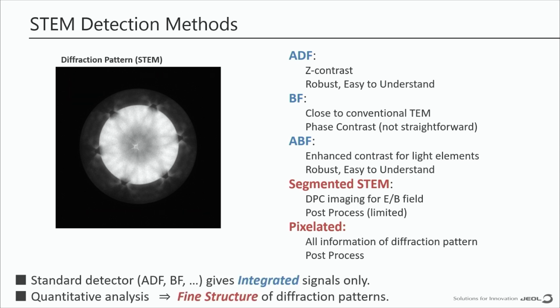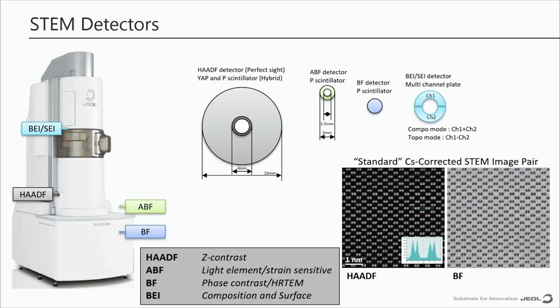The standard detectors, the three in the blue, the ADF, the bright field, and the ABF, are really the detectors that you're used to seeing on a microscope, insert, retract. They are all integrated signals. You're getting everything that hits every part of that detector. The segmented detector and the pixelated you can control. You can get what you want from various parts of those detectors to create various signals. Again, normal standard STEM detectors, annular dark field detector, small, and your bright field. Again, what you're used to seeing in detector STEM images.